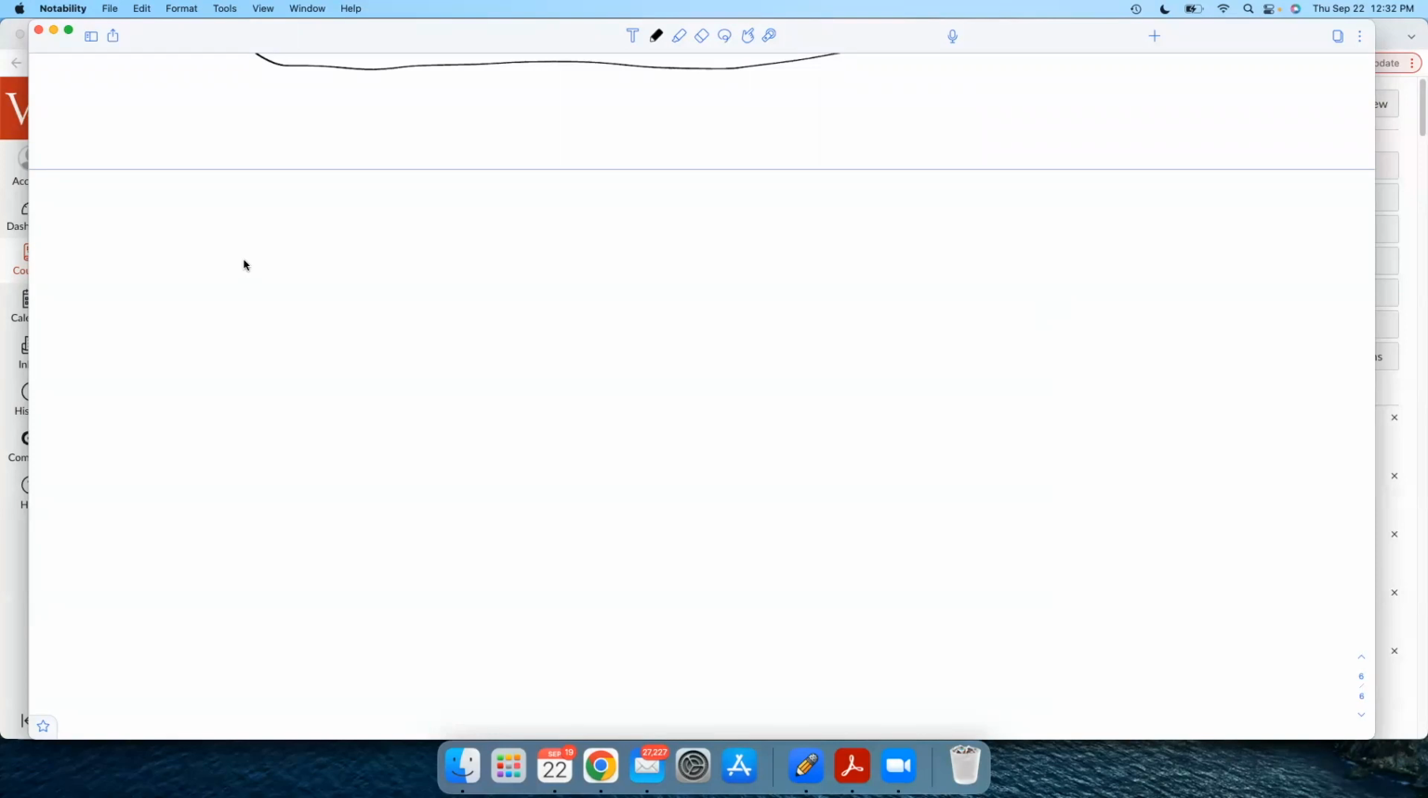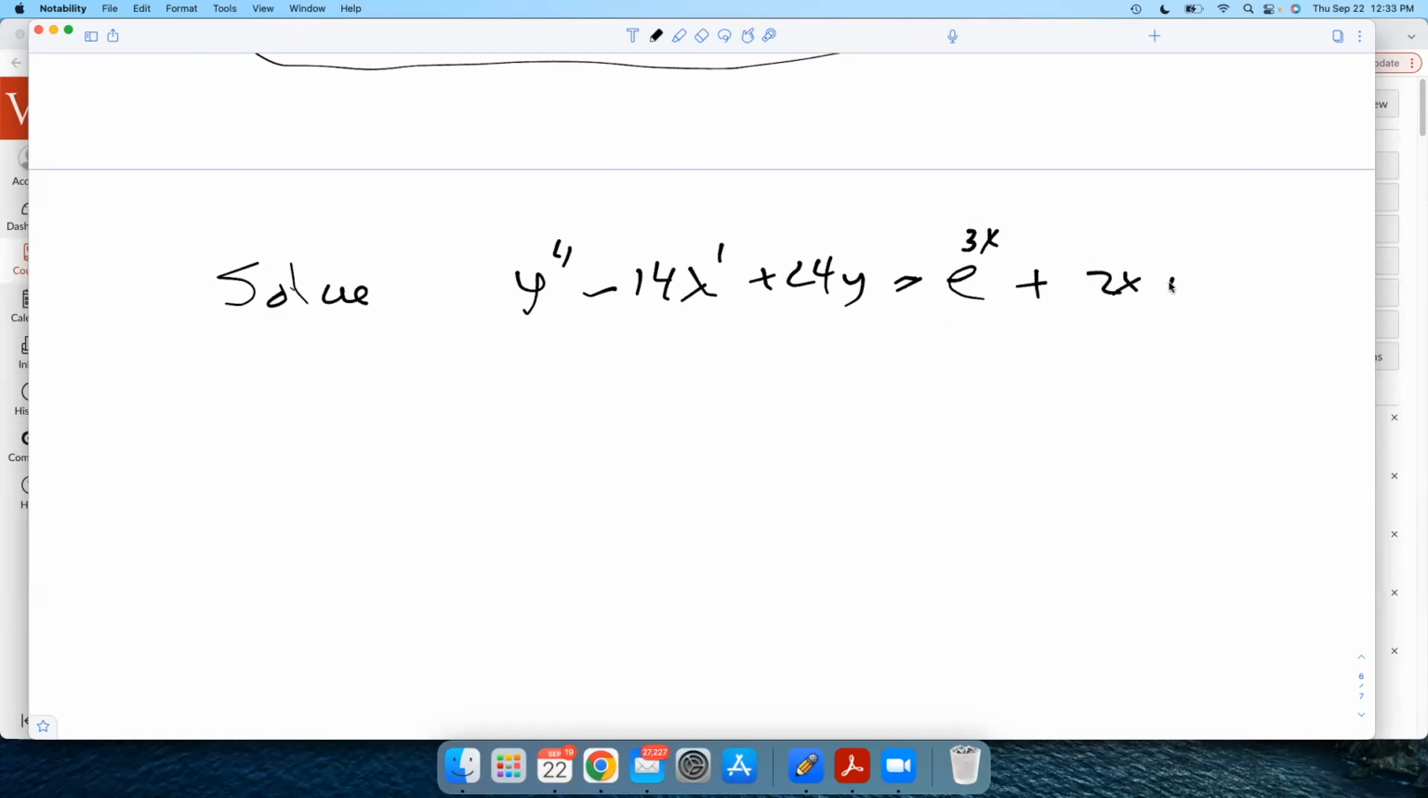All right, let's say we want to solve y double prime, say 10 and 2, minus 14y prime plus 24y. I think that works, right? So 12 and 2, yeah, equals, and we'll do, I don't know, maybe e to the 3x plus 2x minus 1.